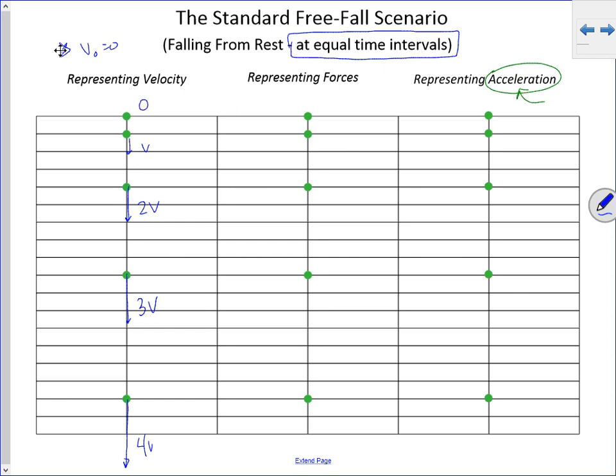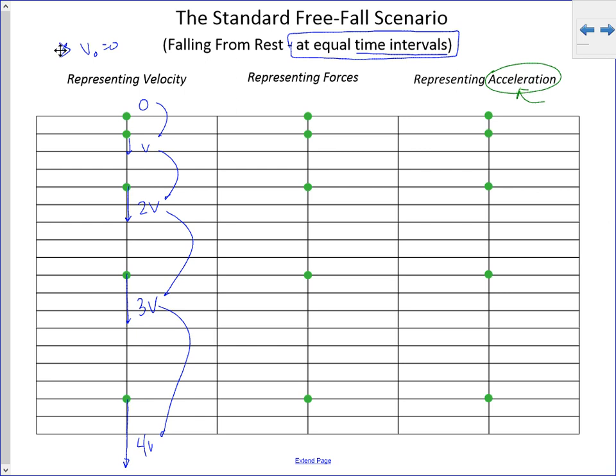So this starts at speed 0, and during every time interval, we have a change in velocity of v, right? 0 to v is a change of v. v to 2v is a change of v. 2v to 3v is a change of v, and so on and so on. And because that object gets faster during each equal increment of time, it goes farther during each equal increment of time. Okay?